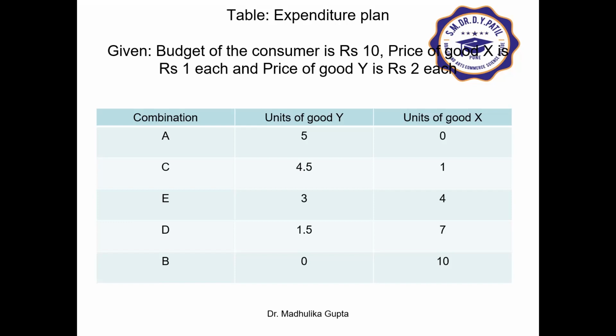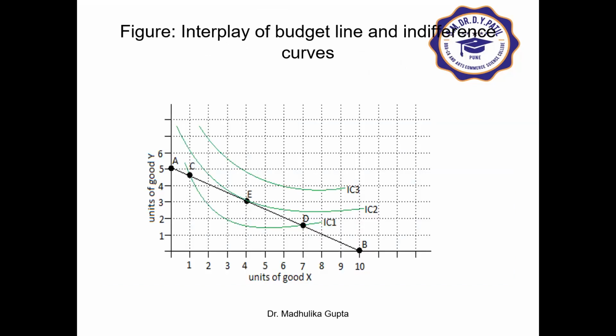So this is the combination of units of X and units of Y at a particular level of income of a consumer, right? Now this schedule will be put up in the form of a graph. So in the given diagram, we can see IC1, IC2, and IC3 are three different indifference curves. Can you see IC1, IC2, IC3?